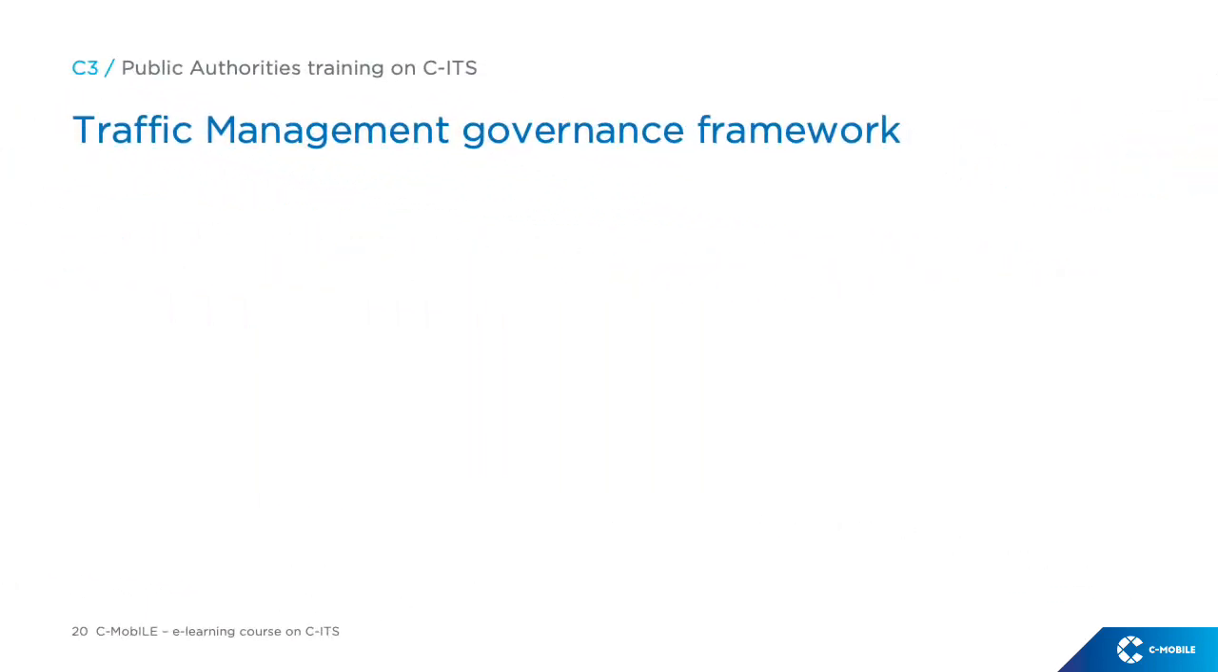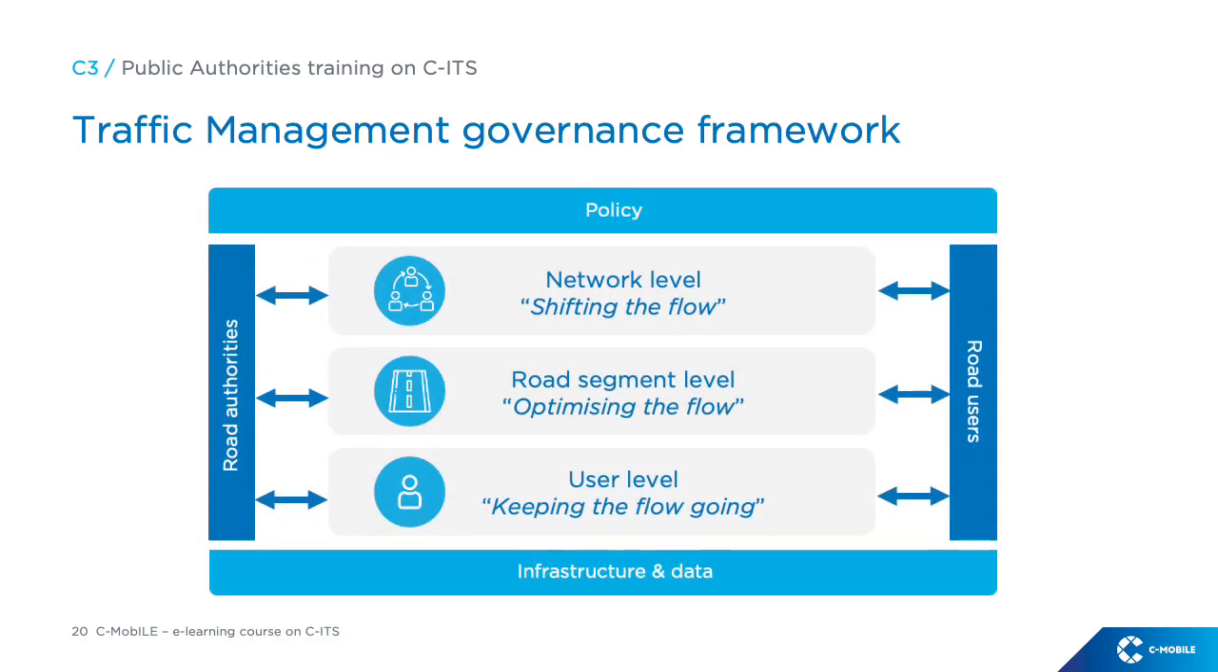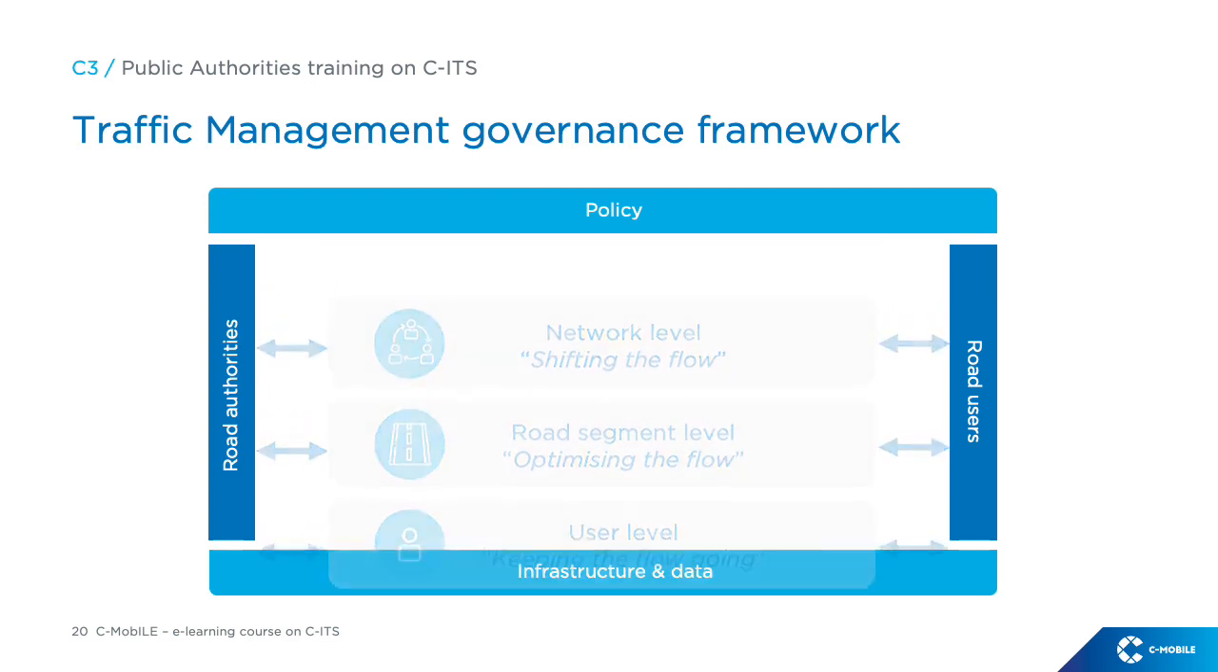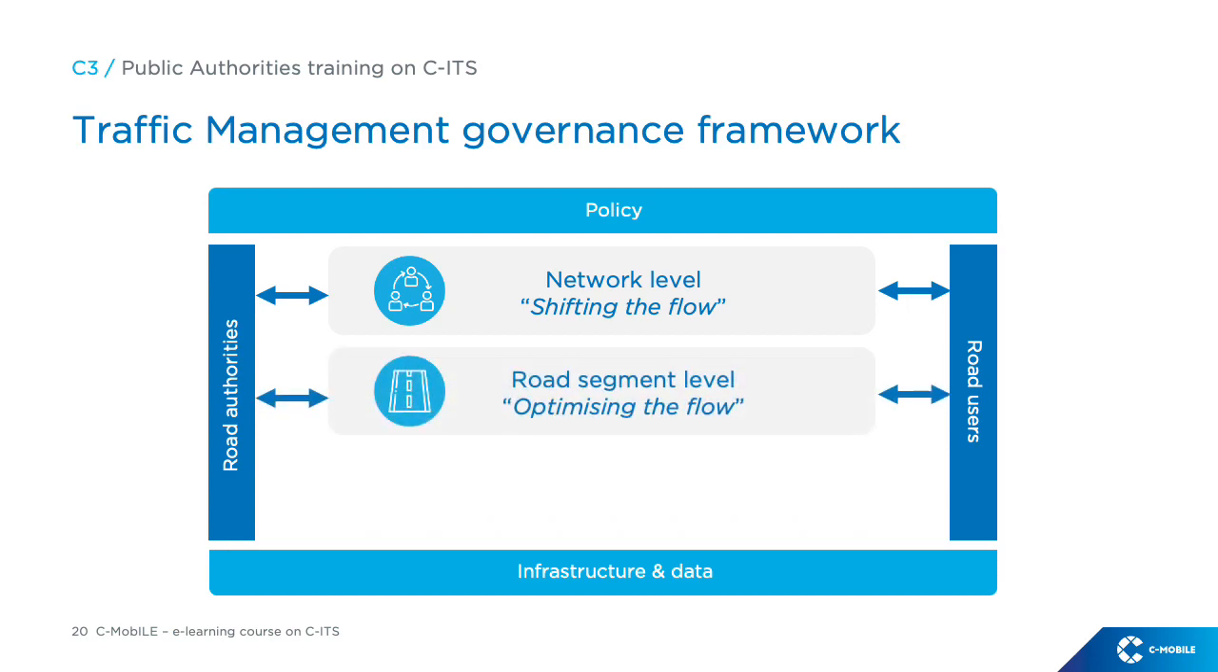Depending on the traffic management approach, different governance frameworks can be adopted. In this image, you can see three levels of traffic management application, each one of them connected to both the road authorities and the road users. Beginning with the higher level, where the policy focus is on the network, the objective of the traffic management approach is to intervene in the network flows and manage to shift them, in order to achieve traffic flow optimization in the entire network. Moving to the road segment level, the objective is to optimize the flow in this specific section of the network.